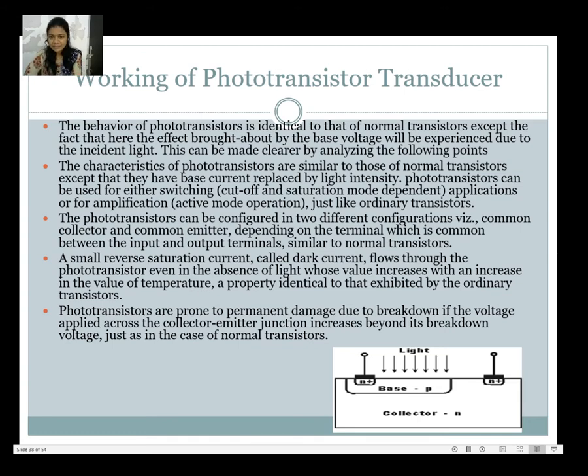The main thing is that in the absence of light, a small current, the reverse saturation current, flows through the phototransistor. We call it dark current, and it increases with an increase in temperature, a property identical to that exhibited by the ordinary transistor. Phototransistors are prone to permanent damage due to breakdown if the voltage applied across the collector-emitter junction increases. Beyond breakdown, the phototransistor might get damaged.